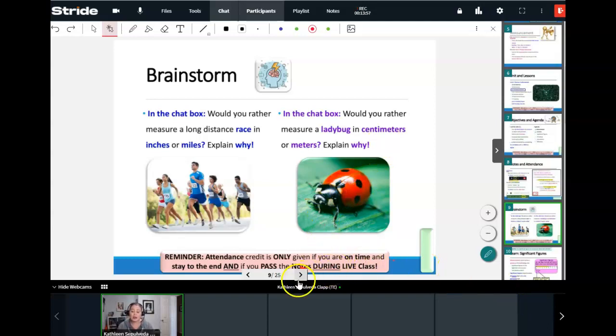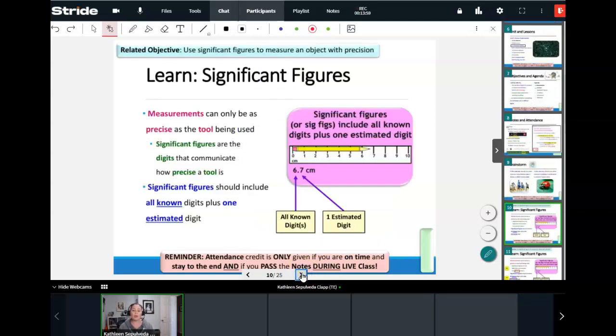Exactly. So nice job. We're going to talk about what we call significant figures. Significant figures measurements can only be as precise as the tool being used.